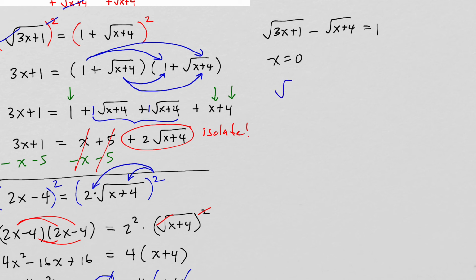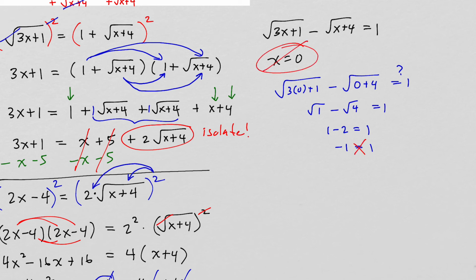So if I do that, I have the square root of 3 times 0 plus 1 minus the square root of 0 plus 4 is equal to 1. This says the square root of 1 minus the square root of 4 equals 1, which means 1 minus 2 equals 1, which means negative 1 equals positive 1. And this is not true. So this is not an answer.